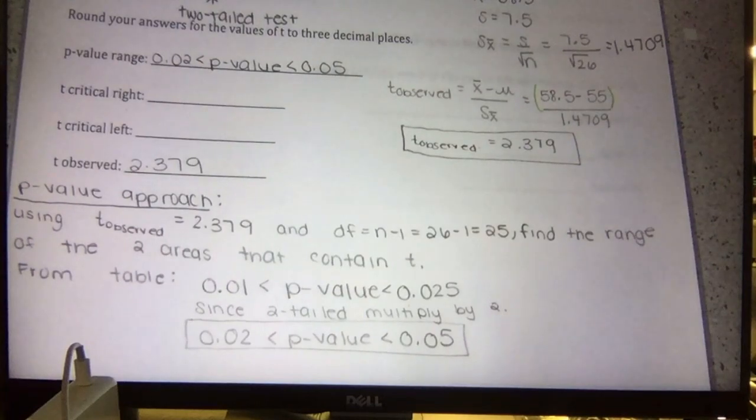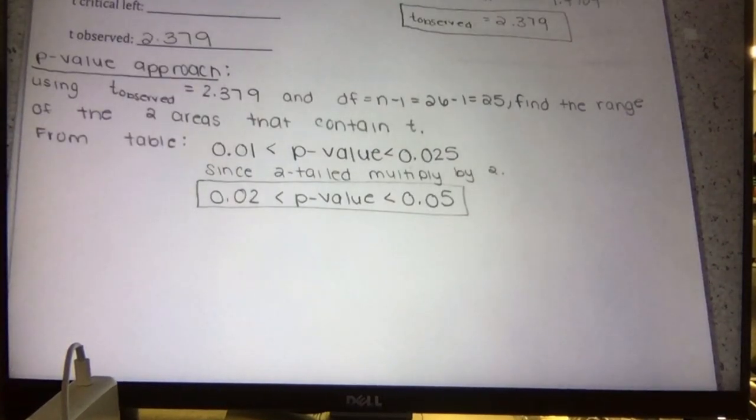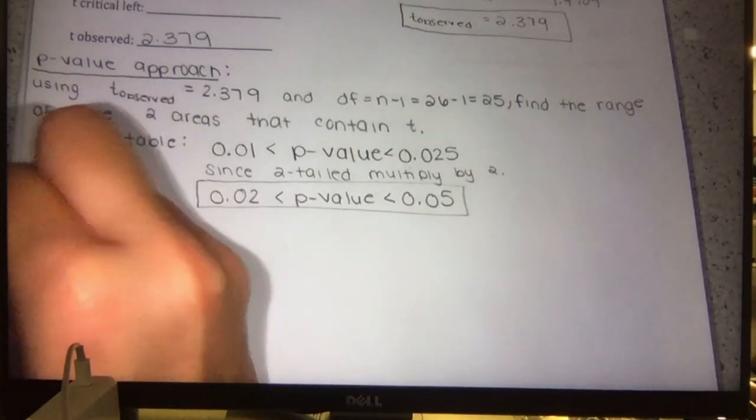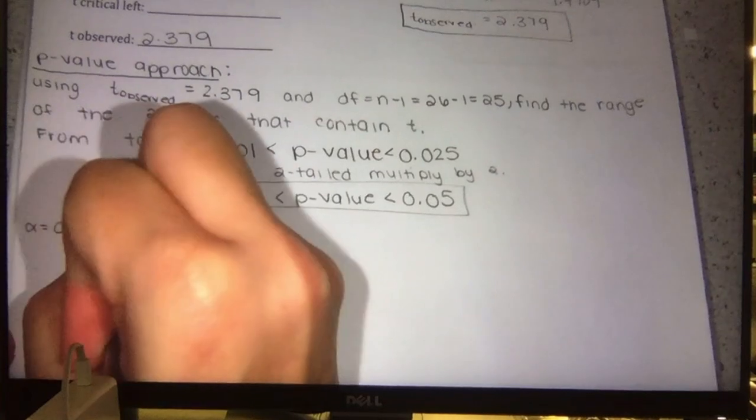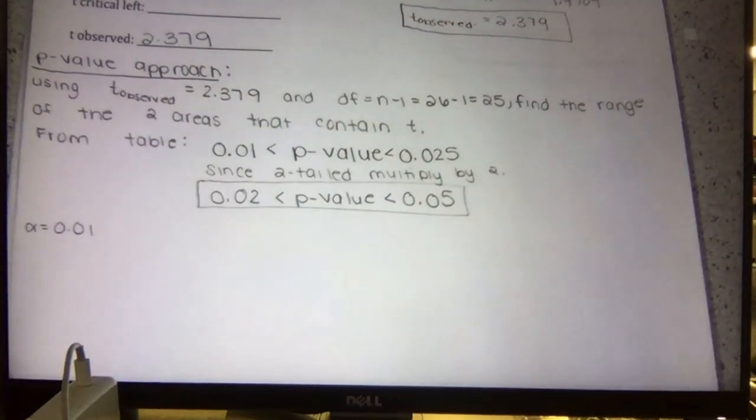Now let's see, based off of our alpha, if we are going to reject or fail to reject, or what we're going to do. So our alpha is 0.01. I want to word it exactly like I worded it on the previous problem.